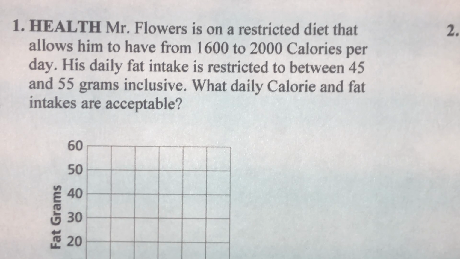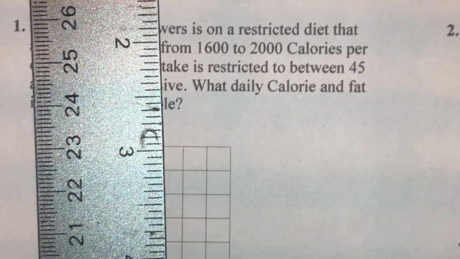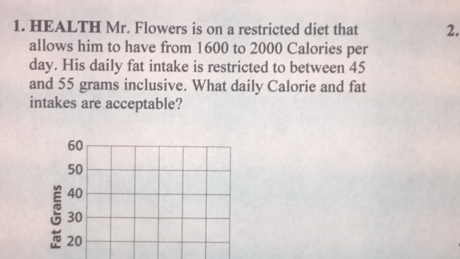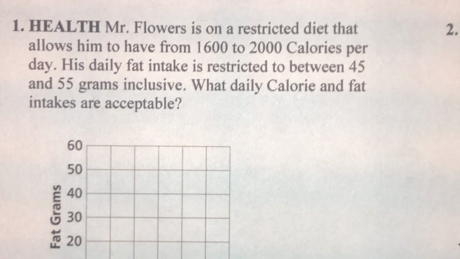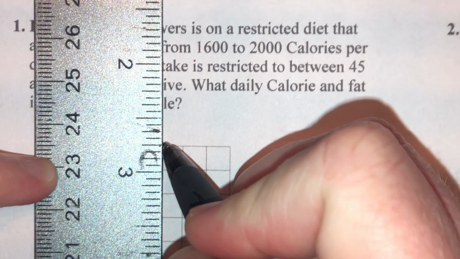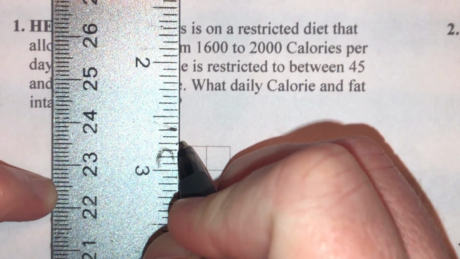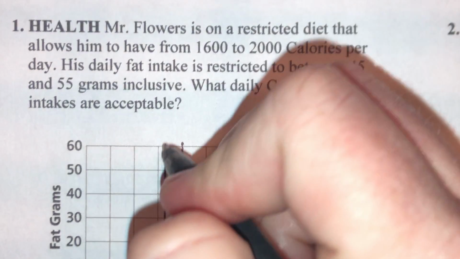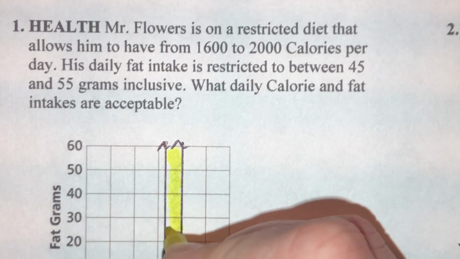So we've got to figure out our range here. Well, first off, let me find my straight edge. For calories, I know it's between 1,600 and 2,000. So I'm going to draw lines here. Calories is along the bottom. This measures calories. It looks like this is 1,500, so I'm going to go slightly over to 2,000. I'm going to shade that region because that represents all the possible choices between 1,600 and 2,000 calories. Okay, so everything in here. That's how many calories he can have a day, anything in there.